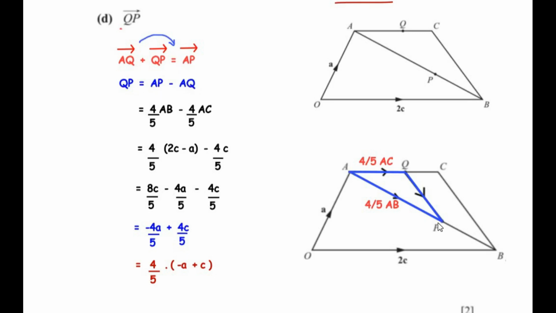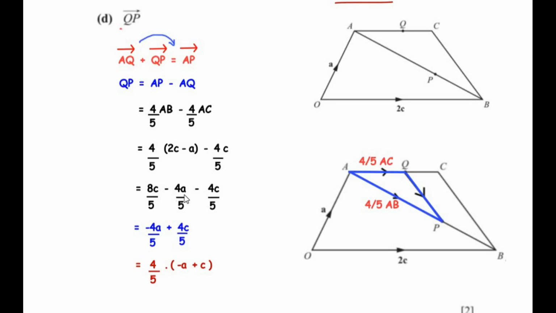Now AP is 4/5 of AB and AQ is 4/5 of AC. Now in the next step we have written 4/5 of AB, and the AB value was 2C minus A, minus 4/5 times AC, which we had got as C. Now we are going to expand this bracket, that is 4/5 multiplies with 2C giving us 8C over 5, and 4/5 multiplies with A giving us minus 4A over 5, minus 4C over 5.